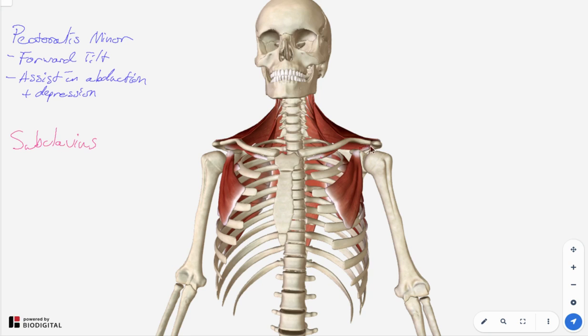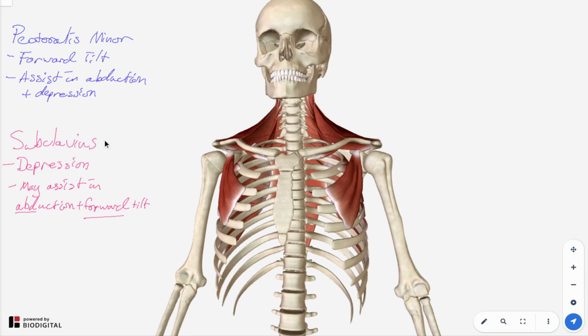But if we remember, the acromioclavicular joint right here is pretty strong and stable. So when it pulls the clavicle down, it's going to pull the scapula down as well. And that's what this primarily does: it has the effect of depression on the scapula by contracting and pulling the clavicle down. And then by moving the scapula, it may be able to have a small effect on abduction and forward tilt, but that's minor compared to the depression.